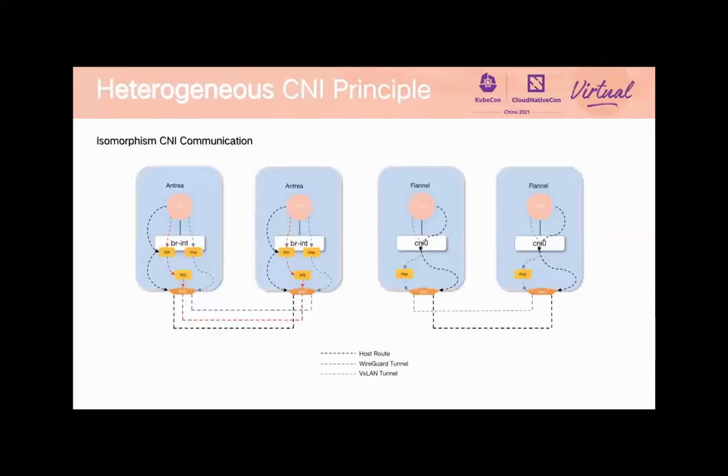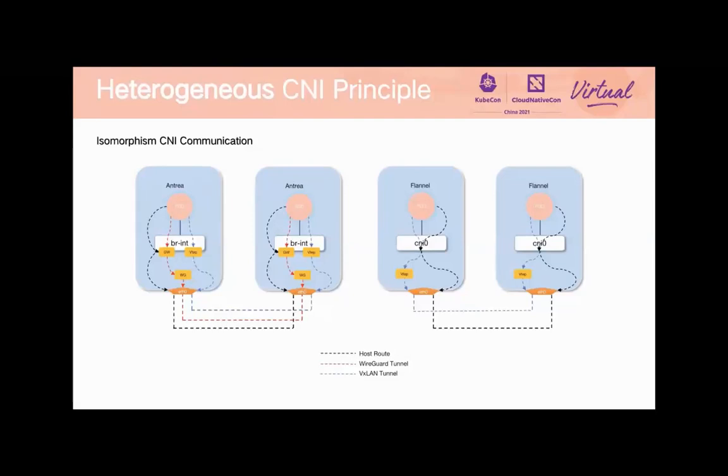This picture corresponds to the three types of traffic. Point one, the black line is the direct route mode. In the Antrea environment, the pod packet arrives at the bridge first, then is sent through the gateway port, and then sent to another node according to the node route. After reaching the destination node, it follows the host route and is sent from the gateway port to the destination port. This is the same as Flannel.